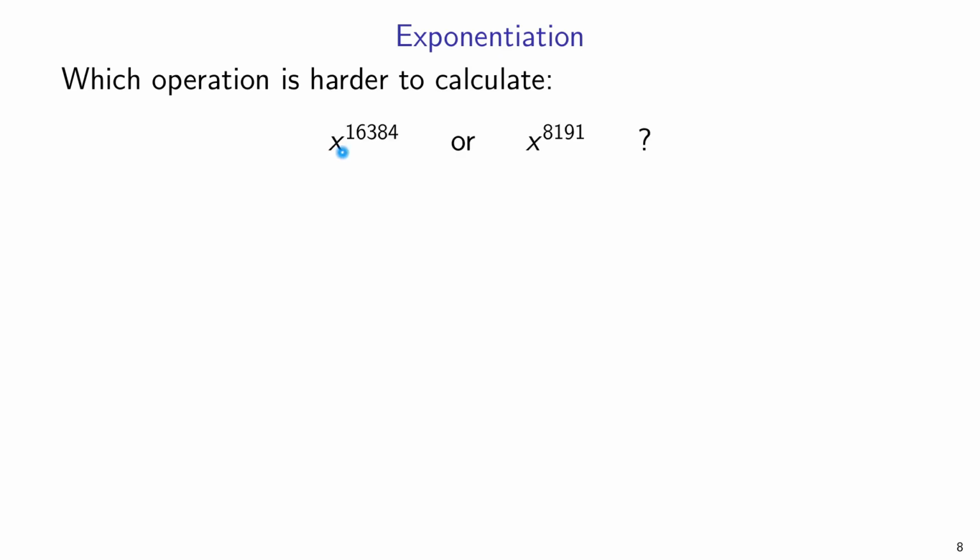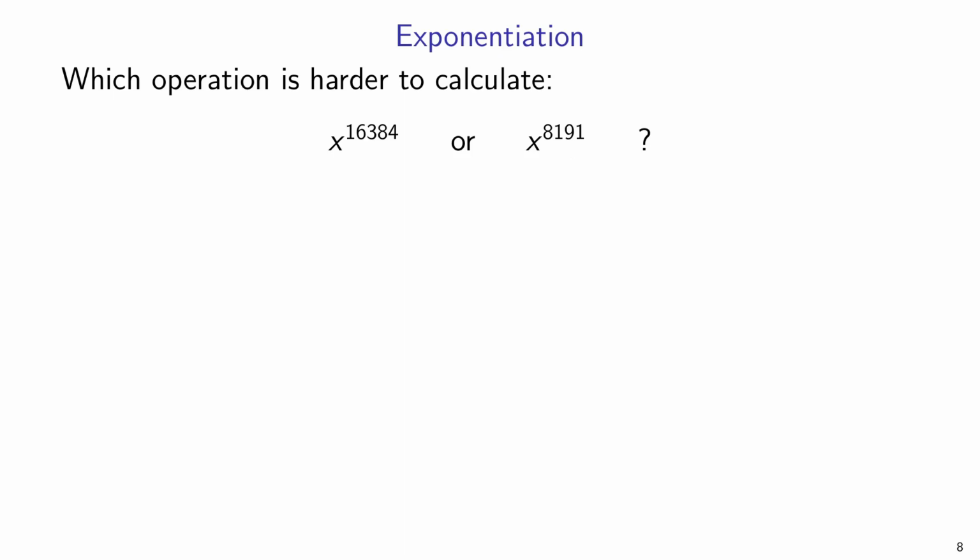Now let's talk a bit about exponentiation. Exponentiation is a cryptographer's second favorite operation after the XOR operation. So a question to you. Which operation is harder to calculate? X to the power of this number or x to the power of this number? Well, since I'm asking this, the correct answer is not the one which seems intuitive. One would think that exponentiation to this larger number is more complex than exponentiation to this smaller number.